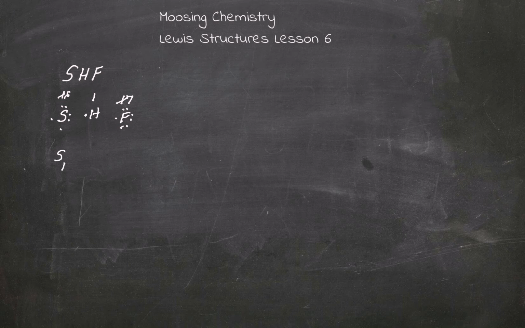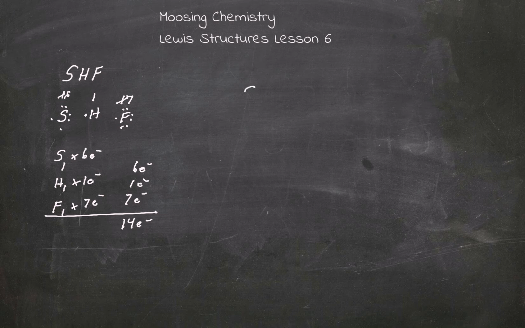So S, we've got one of those times 6 electrons. We've got H, one of those times 1 valence electron. And we have F, one of those times 7 valence electrons. So this gives me 7 valence electrons, 1 valence electron, and 6 valence electrons, and that's a total of 14 valence electrons. So S is the center atom.